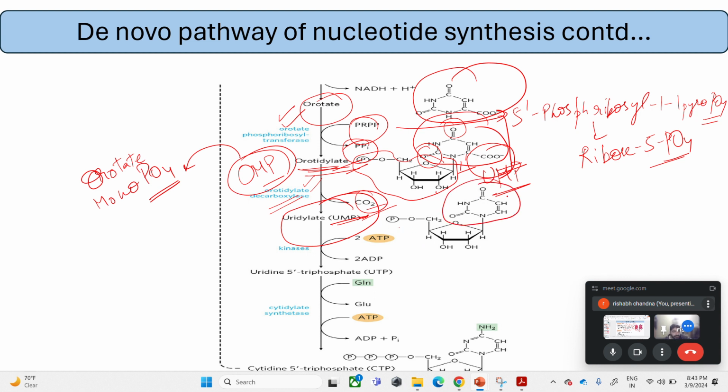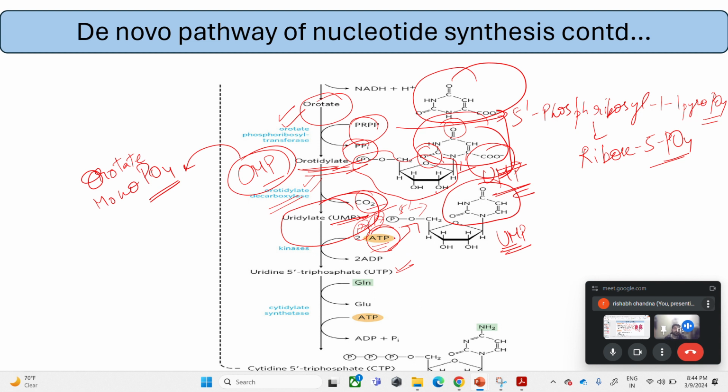This is uracil. Okay, now this UMP needs to be converted to UTP, the uridine triphosphate. This particular thing is done by the kinases, as we all know, with the help of ATP. So now two molecules of ATP come, and transfer two phosphates from these two molecules of ATP to this 5-prime phosphate, forming UTP. Okay, here two phosphates are added.